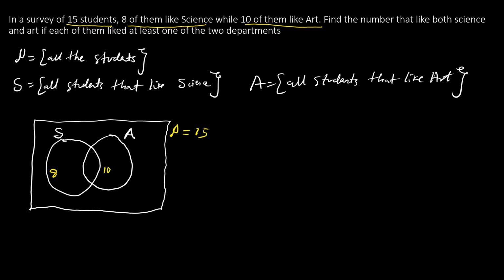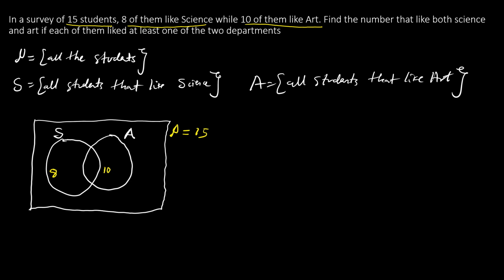Now, let's note some things in this question. A survey is being conducted on 15 students. 8 of them like science and 10 of them like art. So possibly some students like both science and art, because if you add 8 and 10, we are going to have 18, which is more than the number of students in which the survey is being conducted.